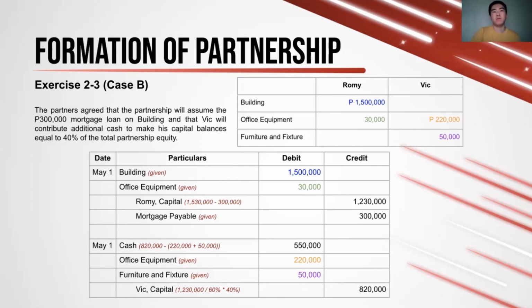Now, our only problem is cash. And to solve for cash, we would just need to add office equipment and furniture and fixture and subtract it from the total of 820,000. We would get a total of 550,000.